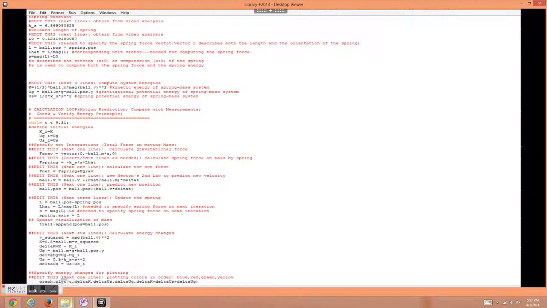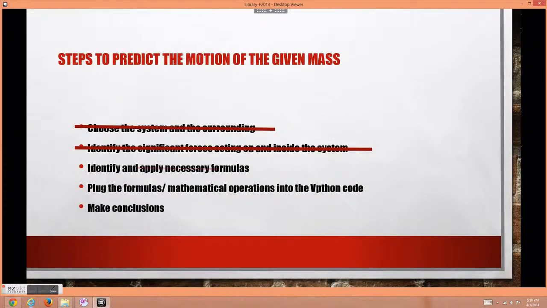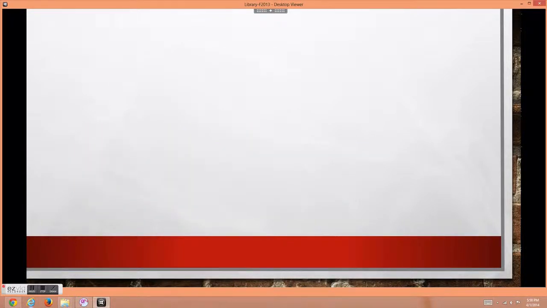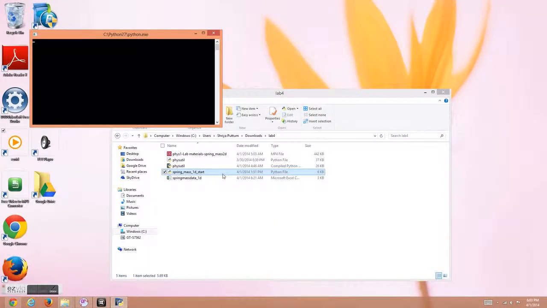In this code, the change of energy is calculated by calculating the initial energies first, and then calculating the final energies, and then subtracting them. Now we can form our conclusions based on the observations. When we run the VPython code, it would look something like this.